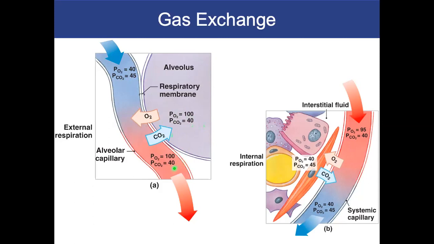Look at the difference in oxygen and look at the difference in CO2. So oxygen, 100 versus 40. CO2 is 40 versus 45. Which one changes drastically and which one doesn't change very much? Oxygen changes drastically, CO2 doesn't change very much. Your body regulates CO2 very heavily. And the evidence for this is that there's not much flux in CO2 levels.